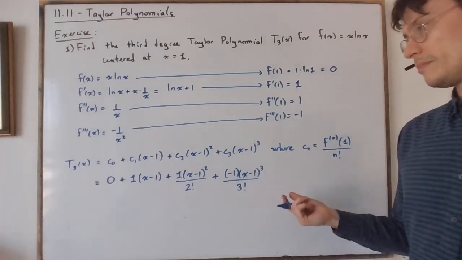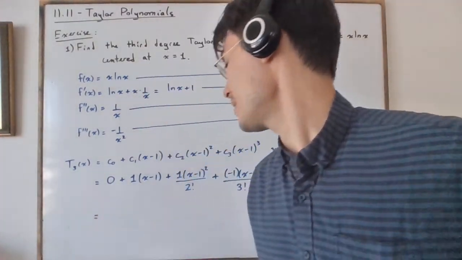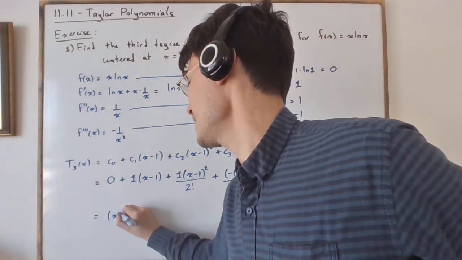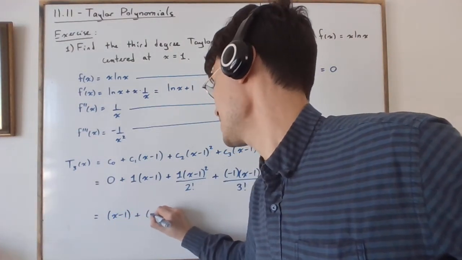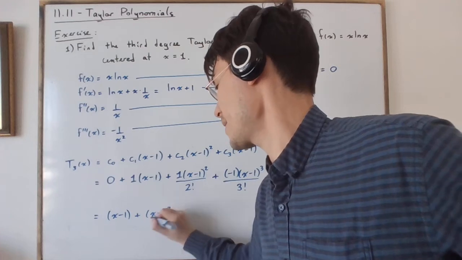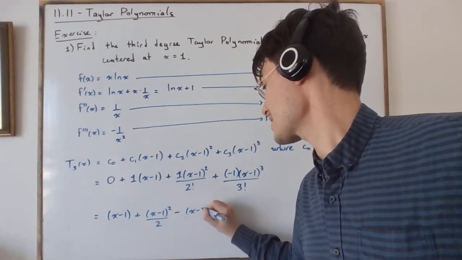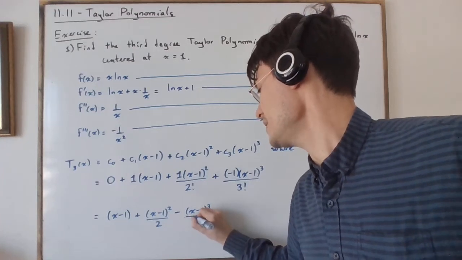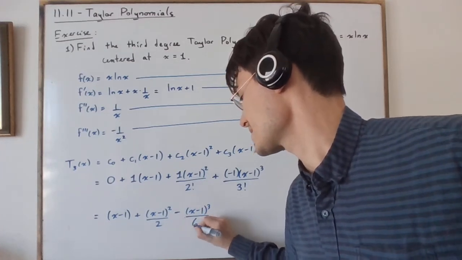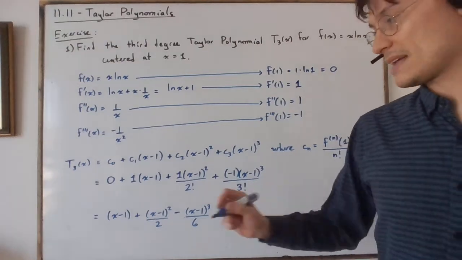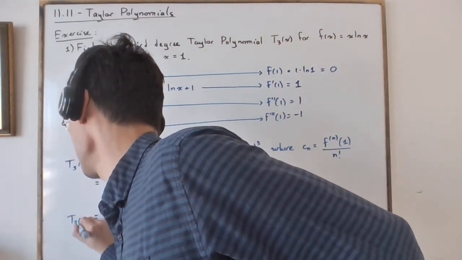So overall, let's just clean it up, and that's going to be it. We write x minus 1 plus x minus 1 squared over 2 minus x minus 1 to the power of 3 over 6. So that's our T3 of x.